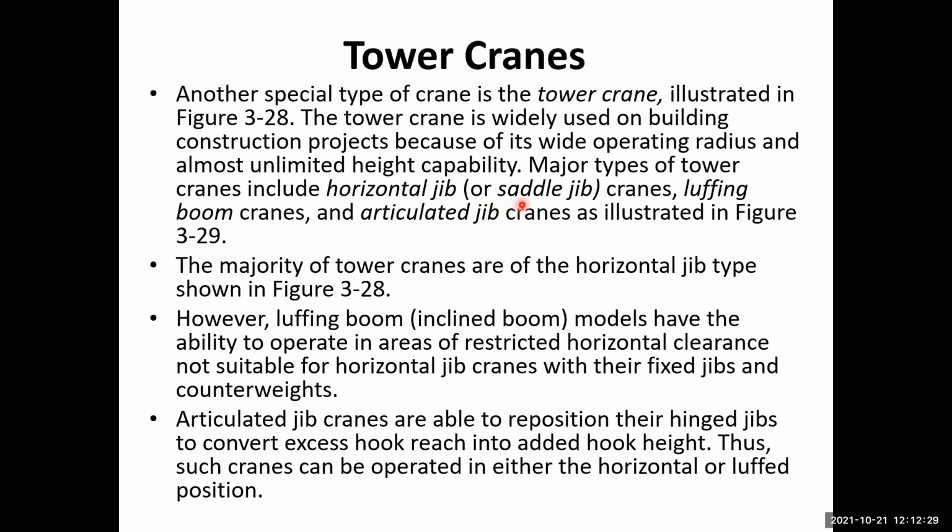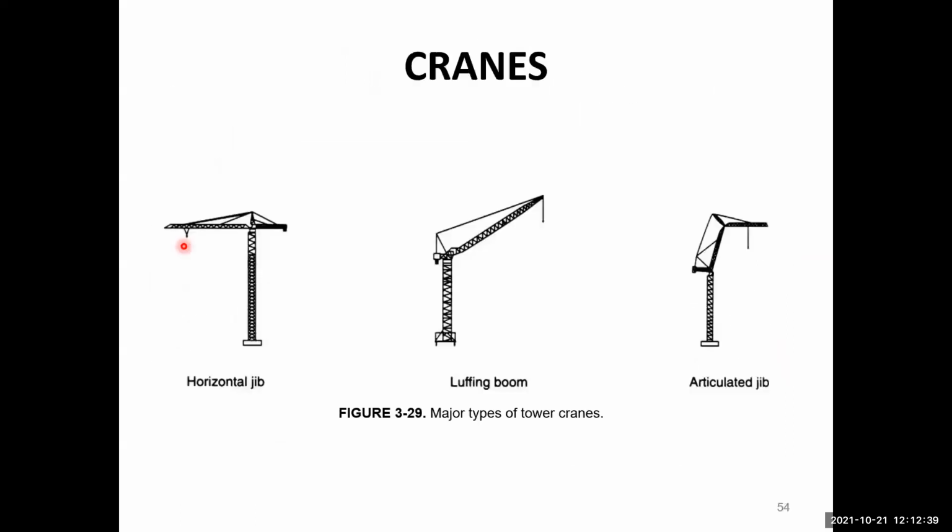Major types of tower cranes include horizontal jib cranes, also called saddle jib cranes, luffing boom cranes, and articulated jib cranes, as illustrated in figure 3.20. So what are these three different types of cranes? This is the horizontal jib crane. As you can see, the jib of the crane is horizontal. The boom of the crane is horizontal.